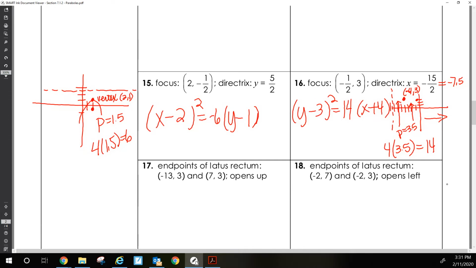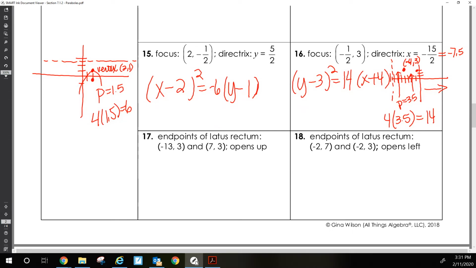All right, numbers 17 and 18. I got these written incorrectly on your quiz. If you're not watching this in 2020, hopefully I've corrected it by now. I wrote "lactus rectum." It's supposed to be latus rectum. All right, our endpoints of the latus rectum are at (-13, 3), say over here, and (7, 3) over here.